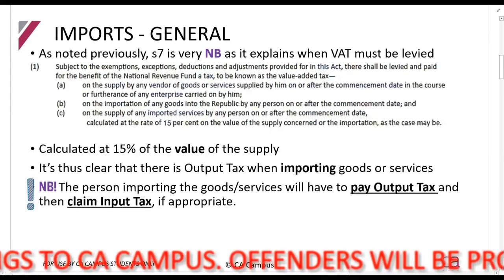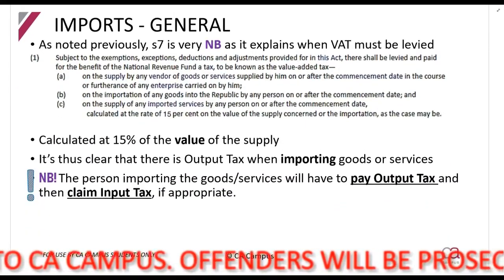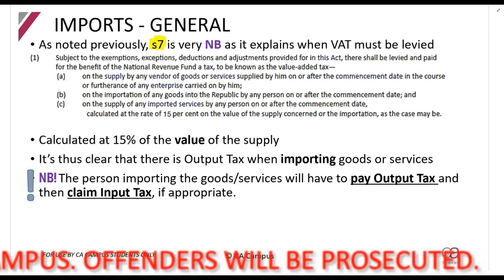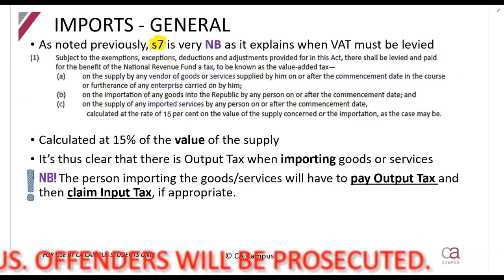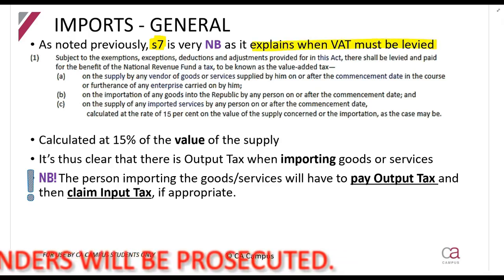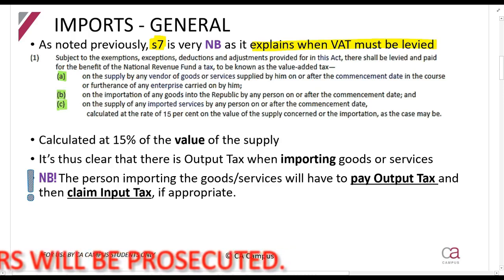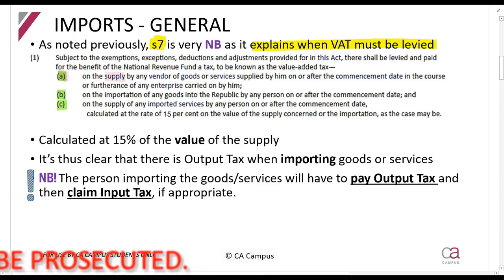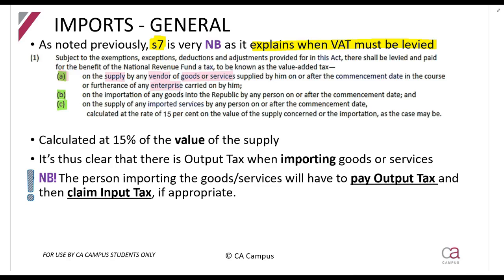Now, you will remember when we started this lecture, we looked at section 7. And section 7 is very important. It's probably the most important section in the VAT Act because it tells you when there must be VAT. Now, we saw that there are 3 situations, A, B, and C. We discussed A at length. It says you must charge VAT if there's a supply by a vendor of goods or services and you have an enterprise. That is what we've been focusing on the majority of this time. It is the most common, it's the most important part of section 7.